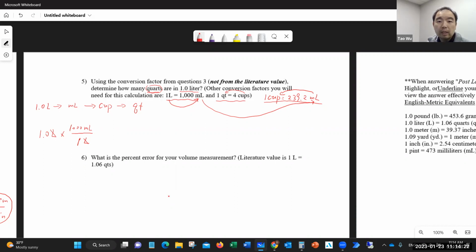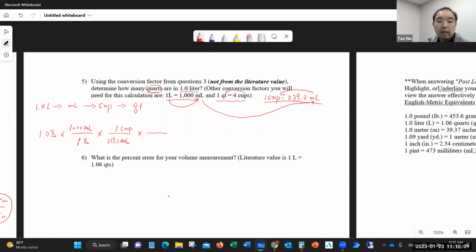Okay, once you got a milliliter, we are going to convert a milliliter to cup. Based on this, it is a value that you can calculate from your experiment. Now we multiply by the converter, where we cancel the milliliter and keep the unit cup. Based on the converter, you see 1 cup equals 239.2 milliliter, so the milliliter will be canceled. Then you multiply the last one to convert a cup to quart.